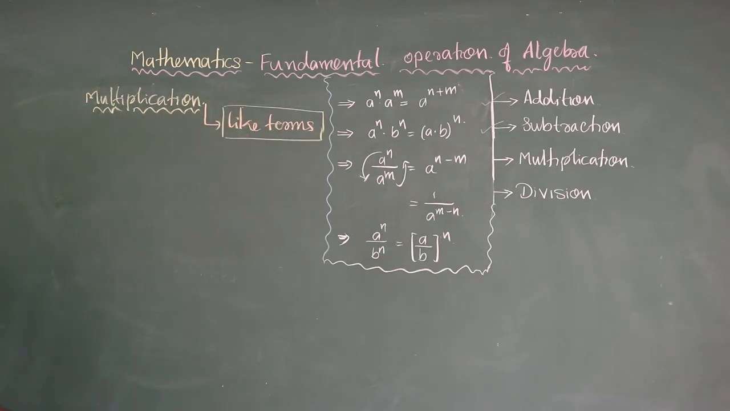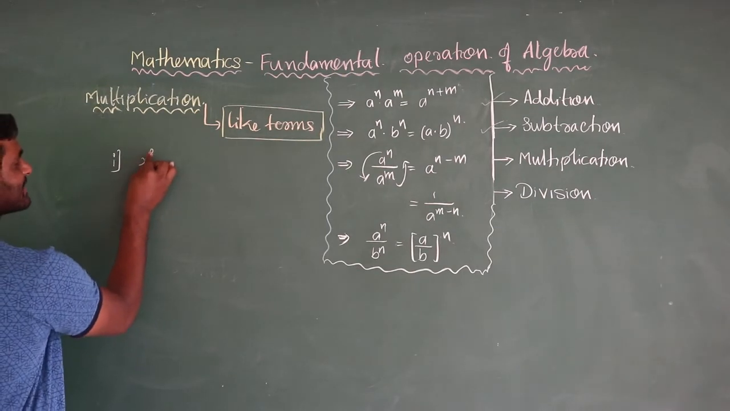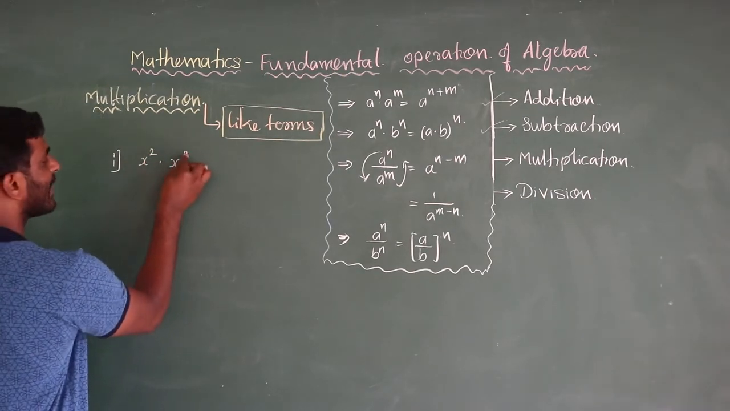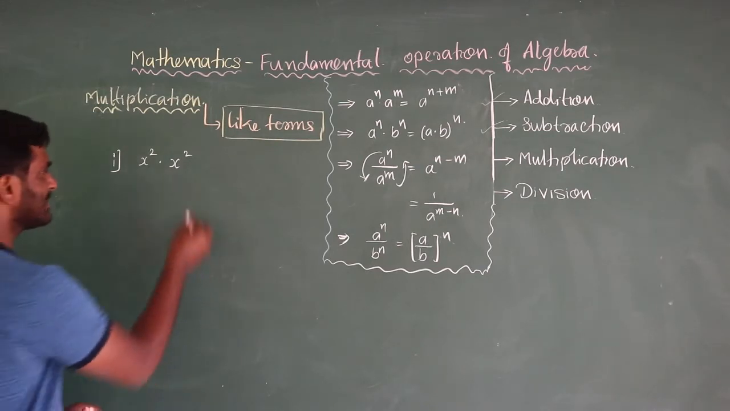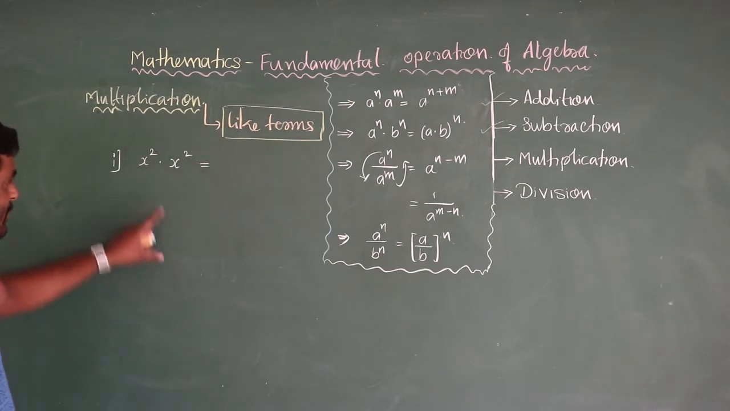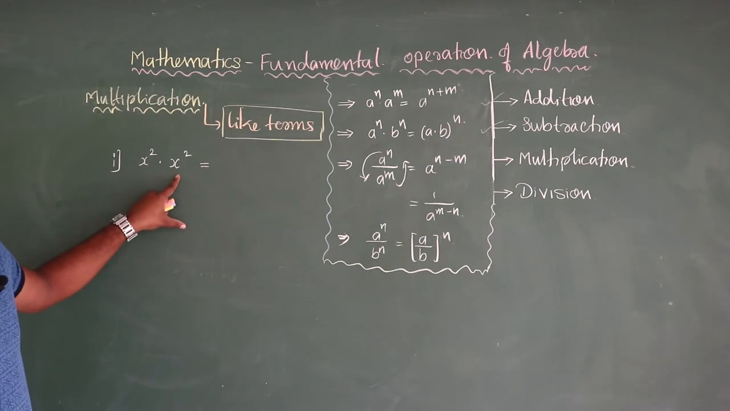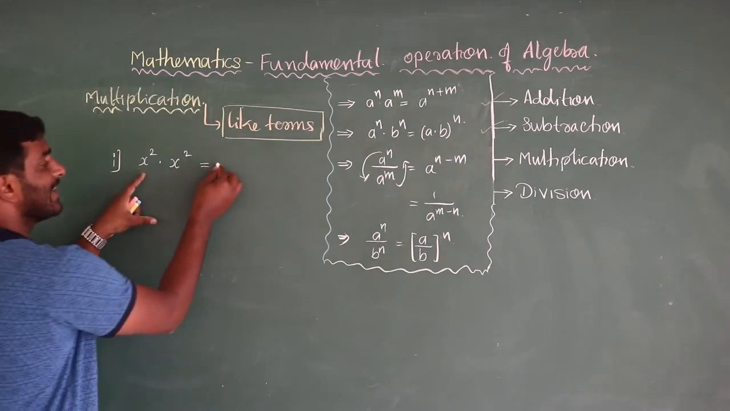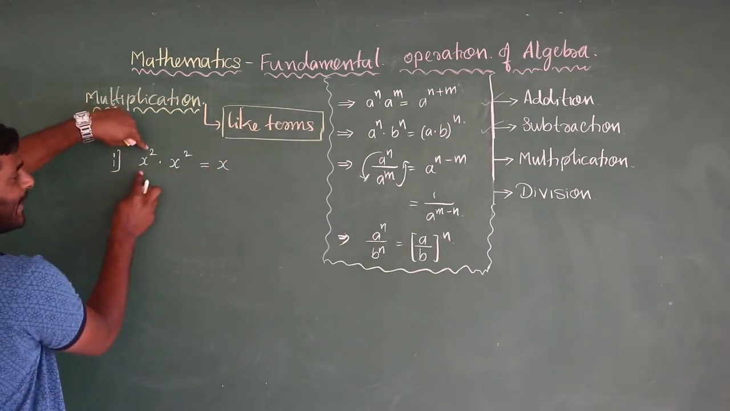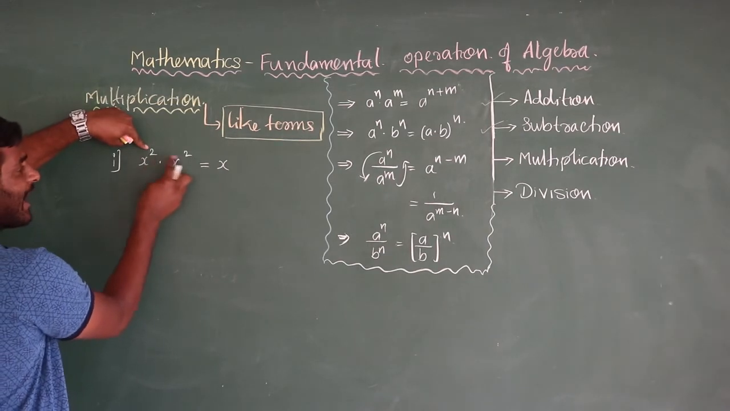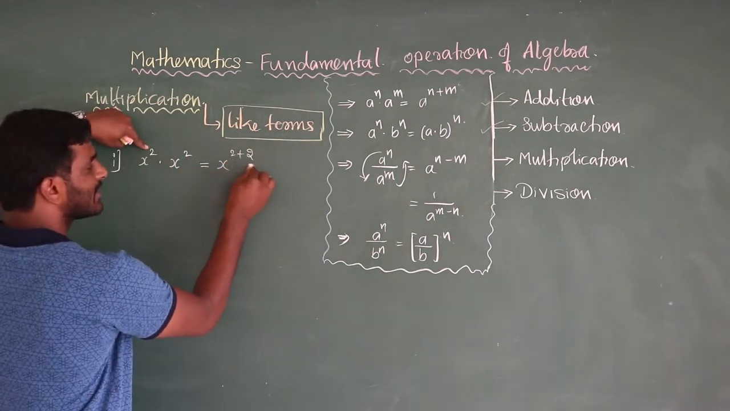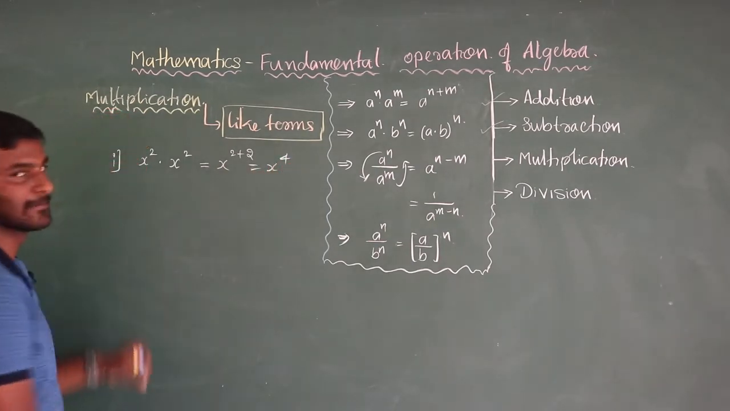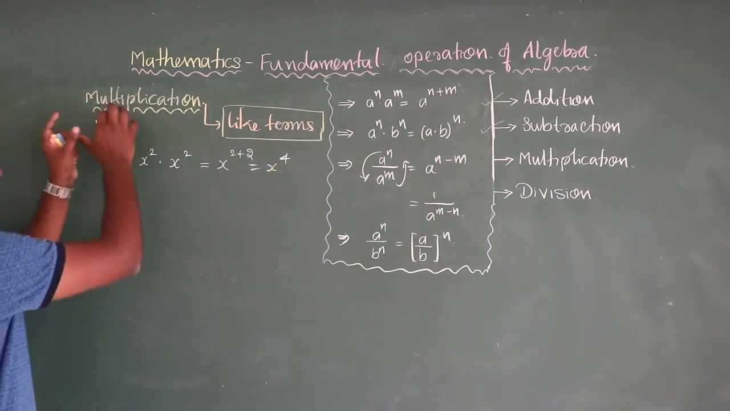The multiplication of like terms. In this case, we are multiplying x square into x square. That means x to the power of... if the base is the same, we need to add the what? Exponent. So 2 plus 2, that is equal to x to the power of 4 we are getting. Note this point.